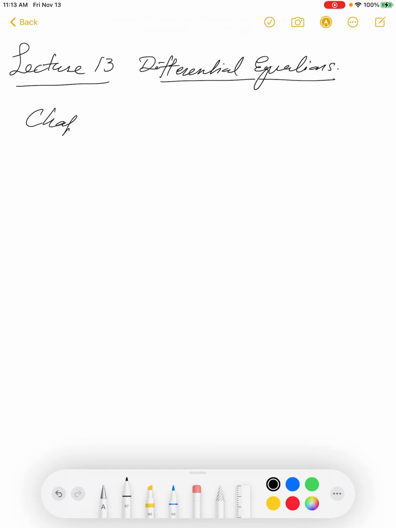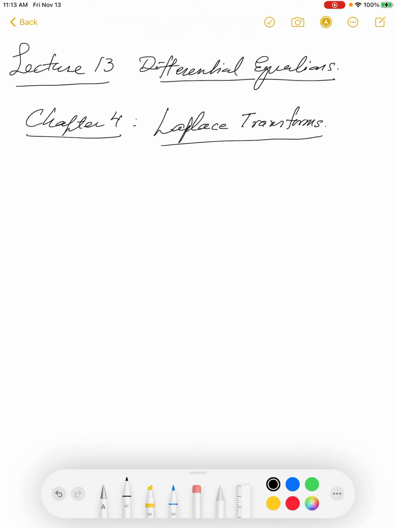I call it chapter 4, and this is a technique. It's called the technique of Laplace transforms. So what is this technique? That's what we want to see. This technique is particularly useful when you are solving non-homogeneous equations with constant coefficients where the right hand side is discontinuous.